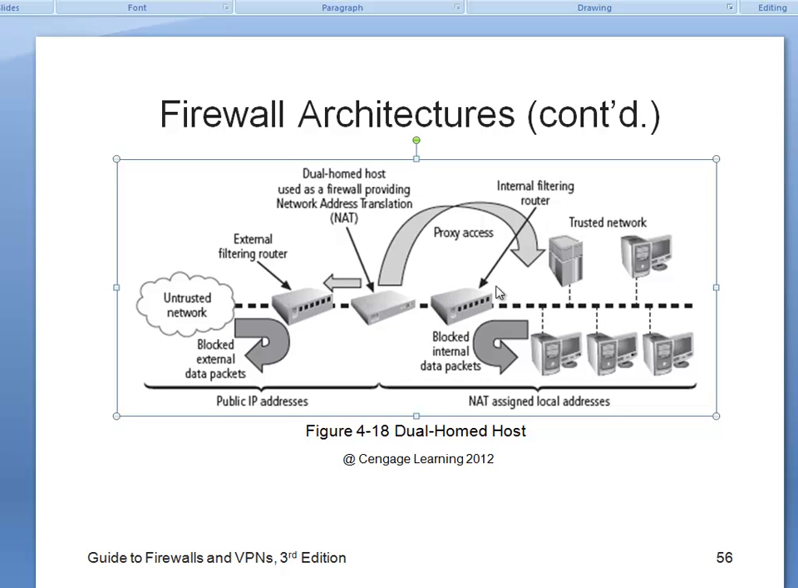So it's much like what you saw before, only now we're adding two network interface cards to the dual homed host here, and I'm not sure why they're using different icons now to represent the bastion host, but this is going to have a network interface card that's going to the untrusted network, and then you have another that's going to the internal network.